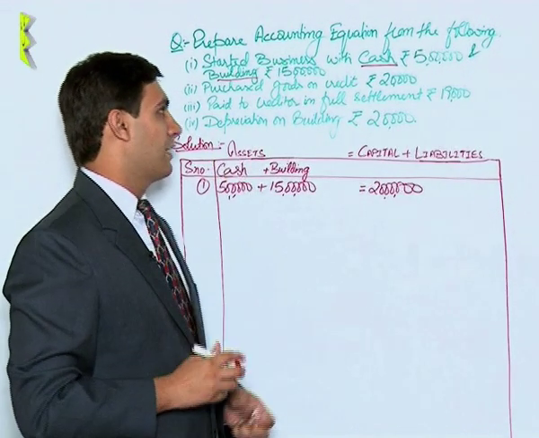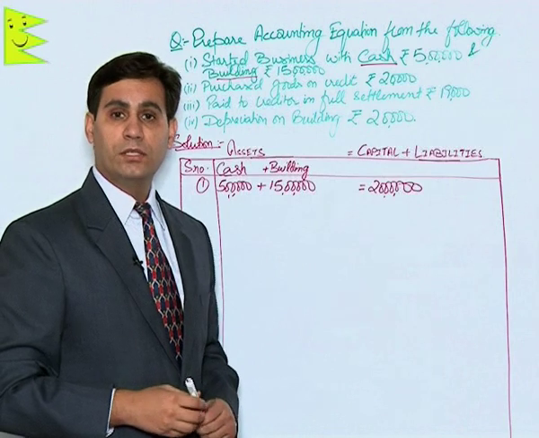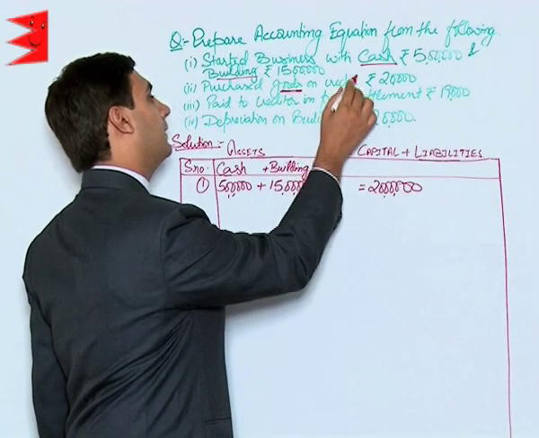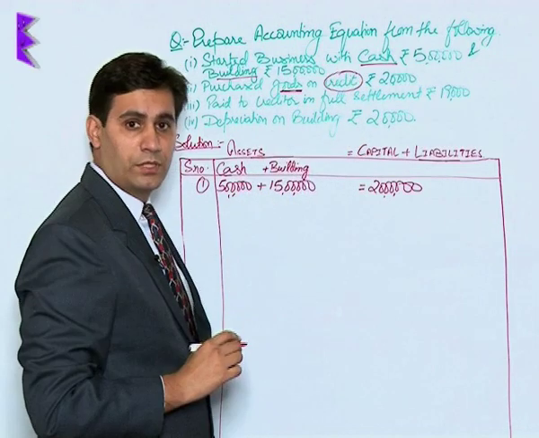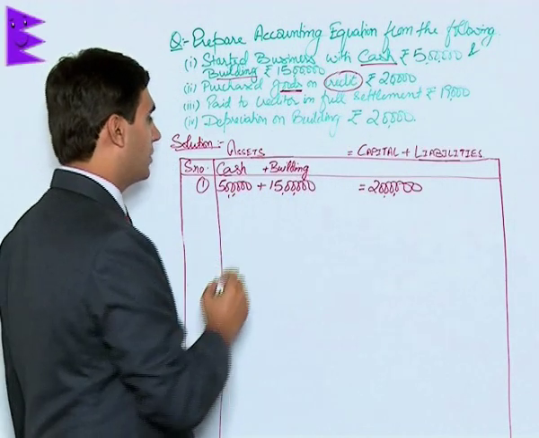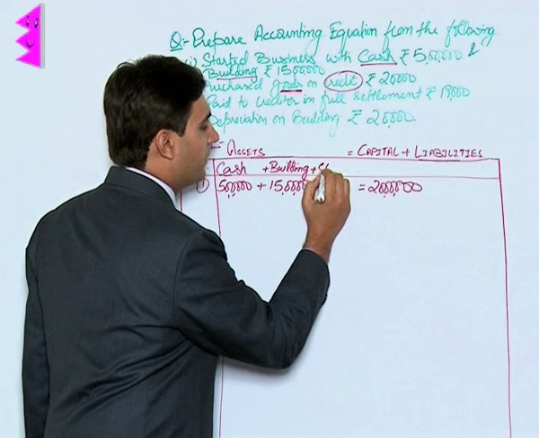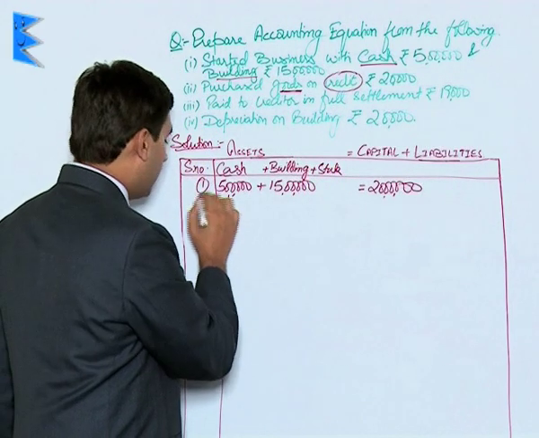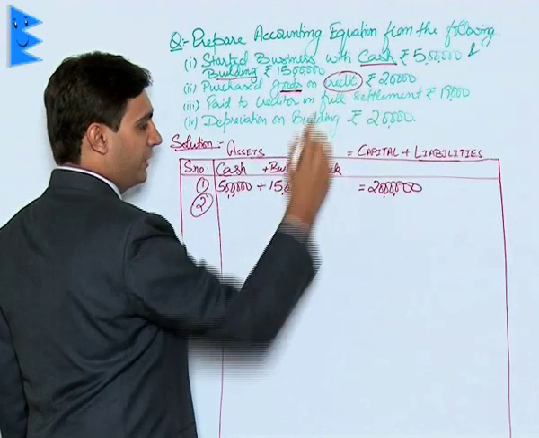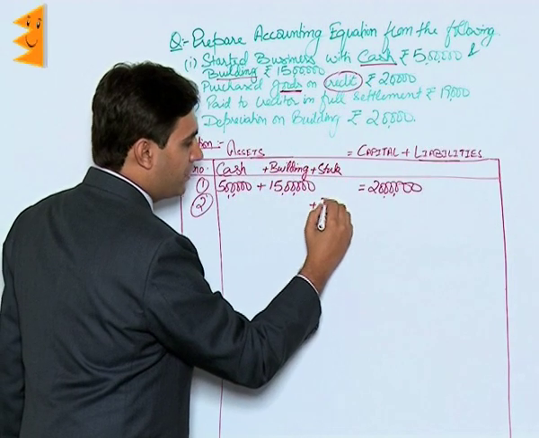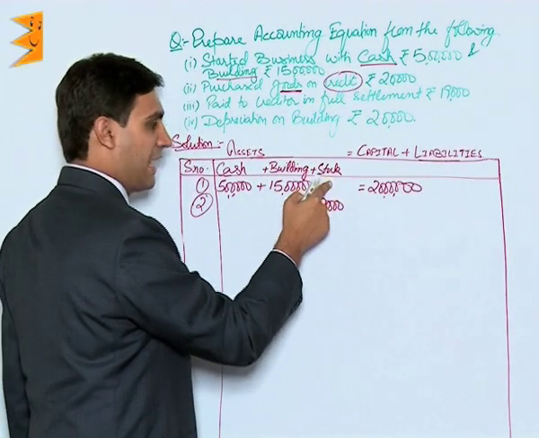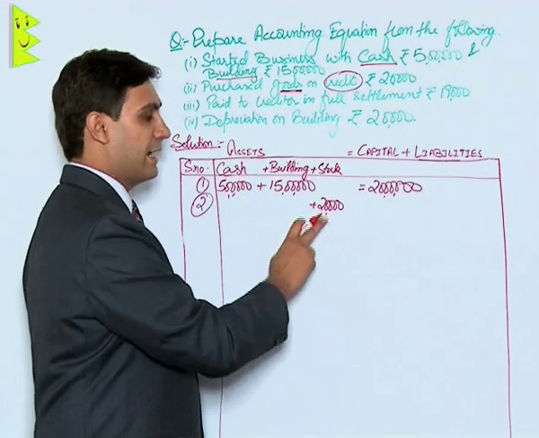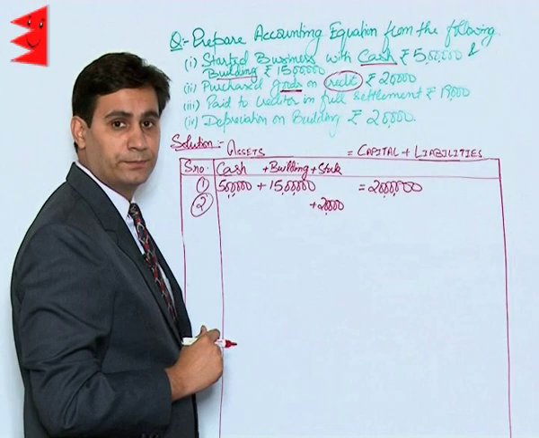Coming to the second transaction, purchased goods on credit. Now the owner has purchased goods and that too on credit. Since he has purchased goods, the business will now have some stock on hand. This 20,000 rupees worth of stock we have purchased, so it is an asset. We will create a sub column of stock under the category of assets and add 20,000 rupees.